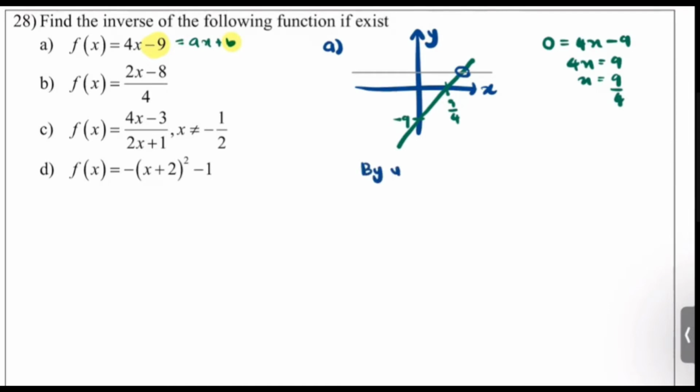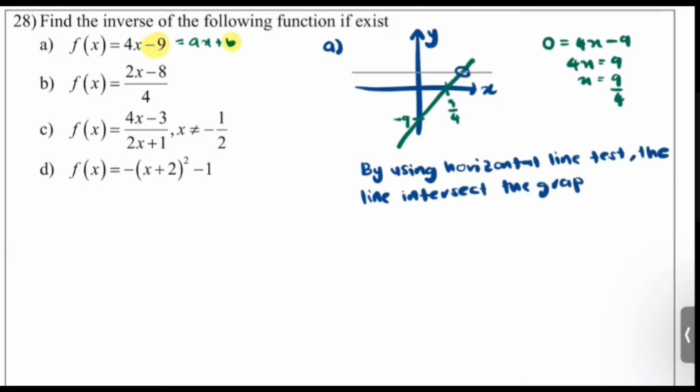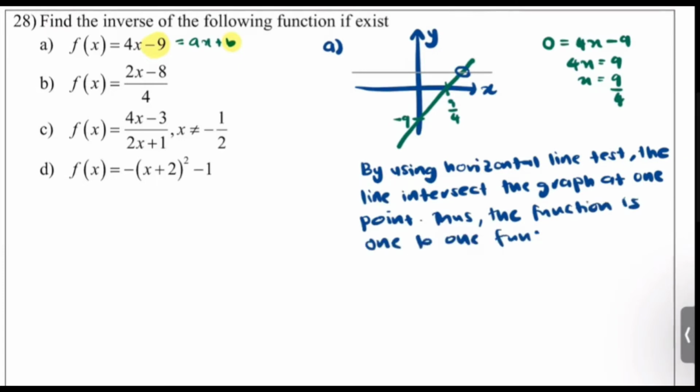So by using horizontal line test, the line intersects the graph at one point. Thus the function is a one-to-one function. So when it intersects at one point, then the function is a one-to-one function.